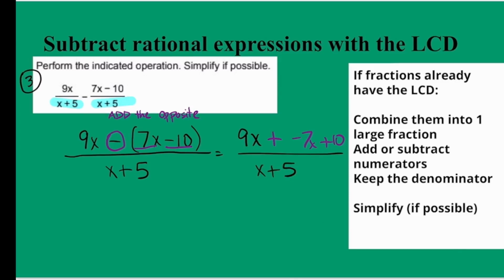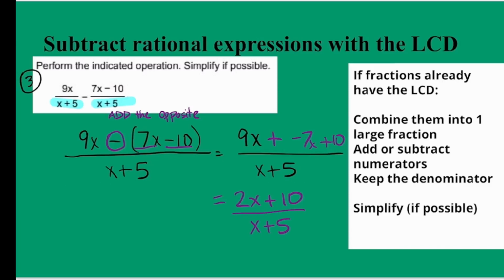And now we can actually combine like terms in the numerator. 9x plus negative 7x, that's going to give us 2x plus 10 in our numerator and x plus 5 in our denominator. But wait, there's more.